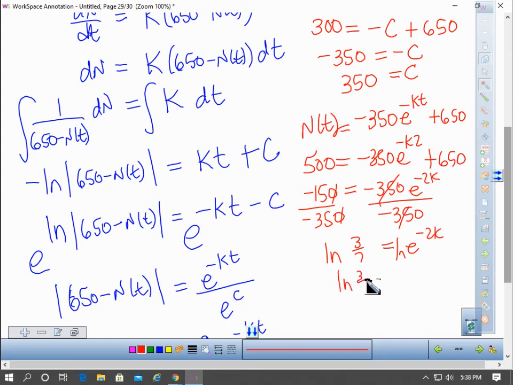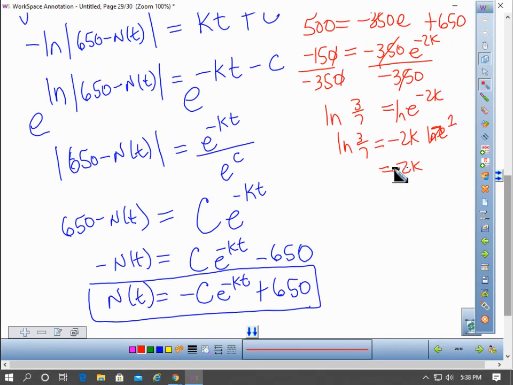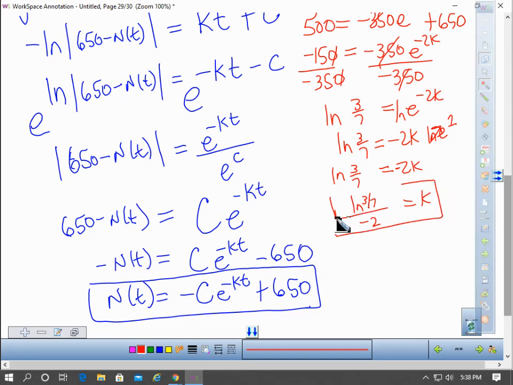So the natural log of 3/7, the exponent goes to the front, negative 2k natural log of e. We know this equals 1. So negative 2k equals the natural log of 3/7. So for k, we're just going to divide by negative 2. So the natural log of 3/7 divided by negative 2, this is our k value.